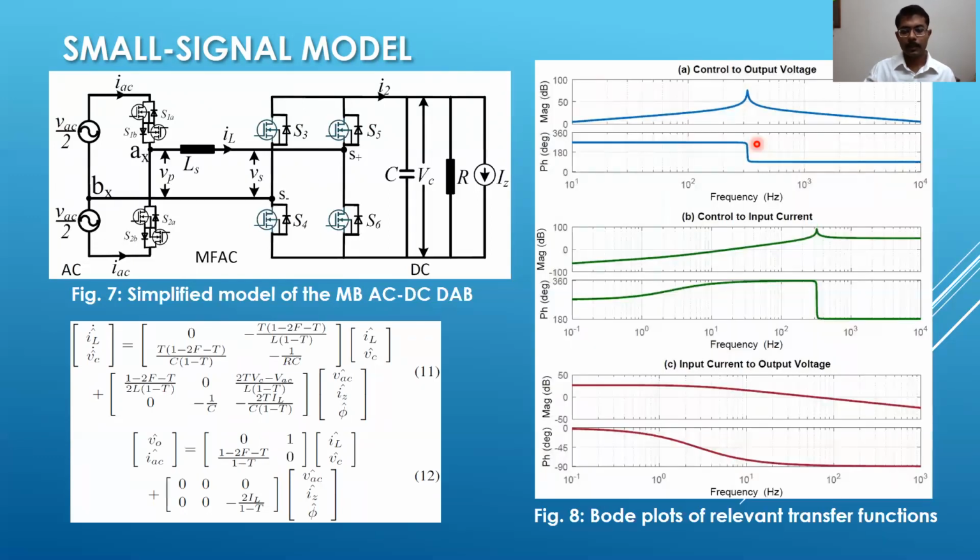And after that, we have derived some of the important transfer functions that would be required for designing the control system. That is, first is the control parameter, that is phi to the output voltage, and we have shown the Bode plot of the same. Then we have the control parameter phi to the input current and the subsequent Bode plot. Then we have the input current to the output voltage, or the transfer impedance, and the Bode plot of the same.